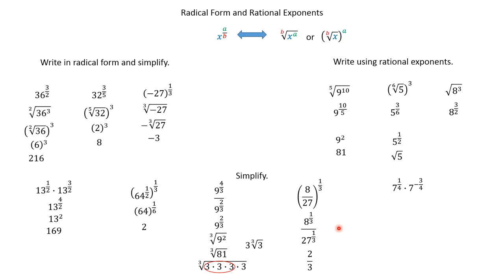Now one more, just for good measure. 7 to the 1/4 times 7 to the negative 3/4. Right? Just like over here, we're multiplying. So we add the exponents. 1/4 plus negative 3/4 is negative 2/4. So we have 7 to the negative 2/4, which is 7 to the negative 1/2, which the negative means it's going to be 1 over 7 to the 1/2. The 1/2 is a square root. This we could rewrite as 1 over the square root of 7.